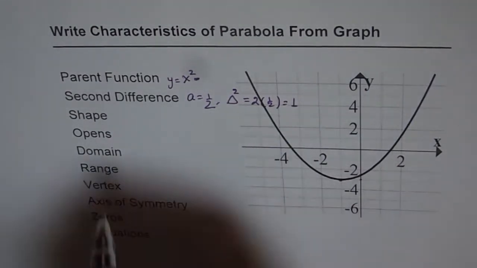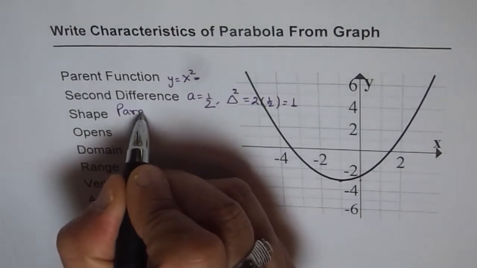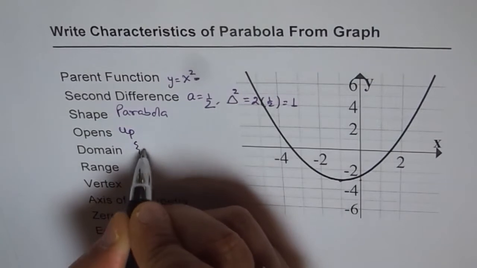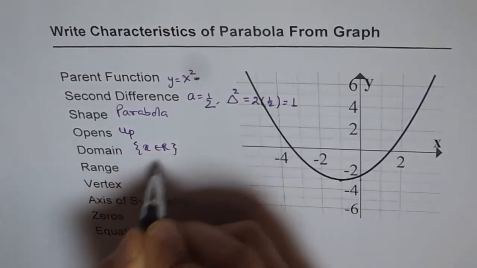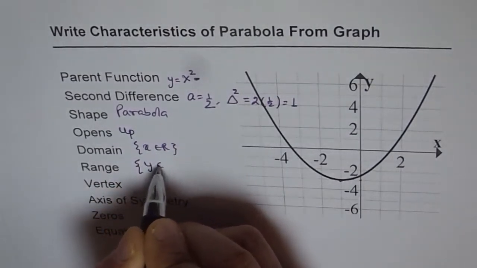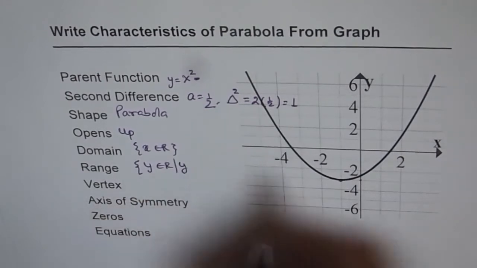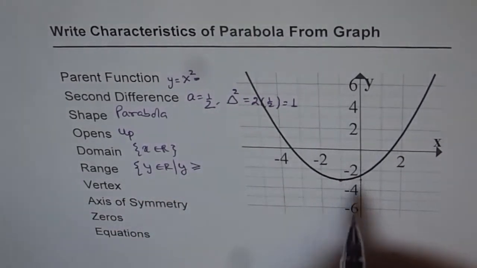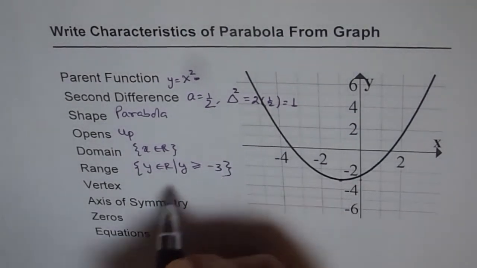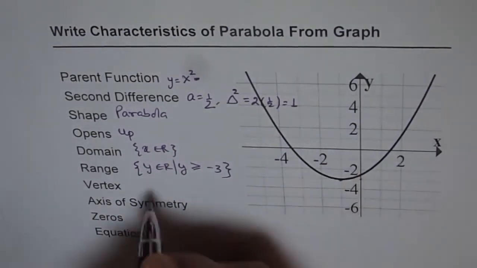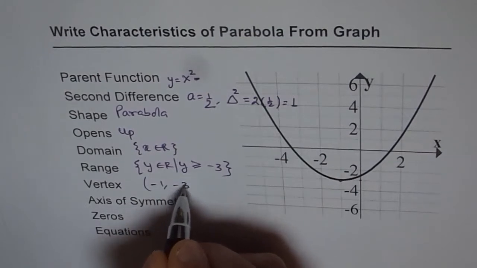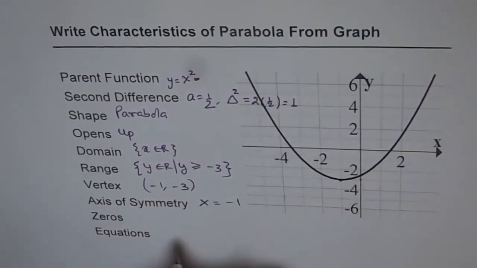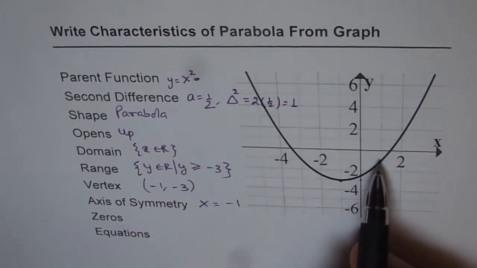Shape of the parabola is parabola. It opens upwards. Domain is x belongs to real numbers. Range is y belongs to real numbers, but y is greater than or equal to the minimum value, which is minus 3 in this case. Vertex is at minus 1, minus 3. Axis of symmetry is x equals minus 1. Zeros, very difficult to figure out.